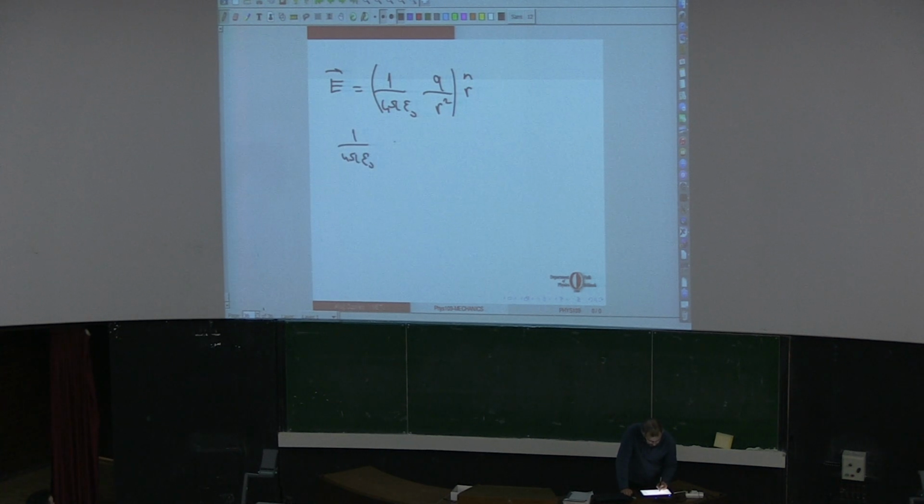Let's take this one, and let's multiply it with 4 pi r squared. Well, 4 pi r squared, does it remind you of anything? That is the surface area of a sphere. This is equal to Q over epsilon 0. Now, in particular, it is constant. For a given charge, it is constant.